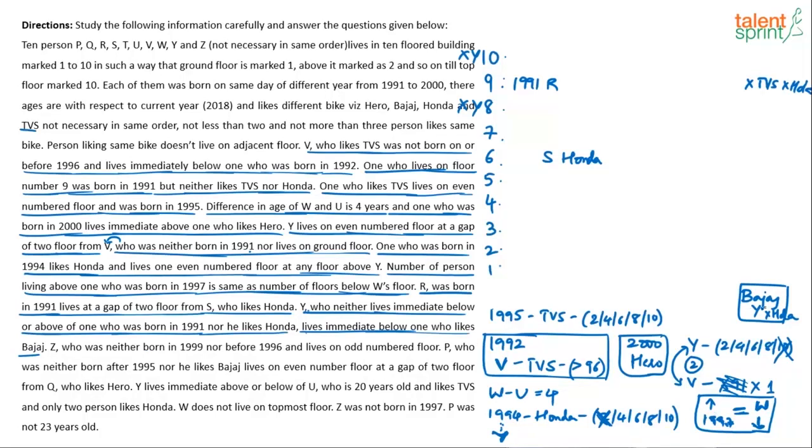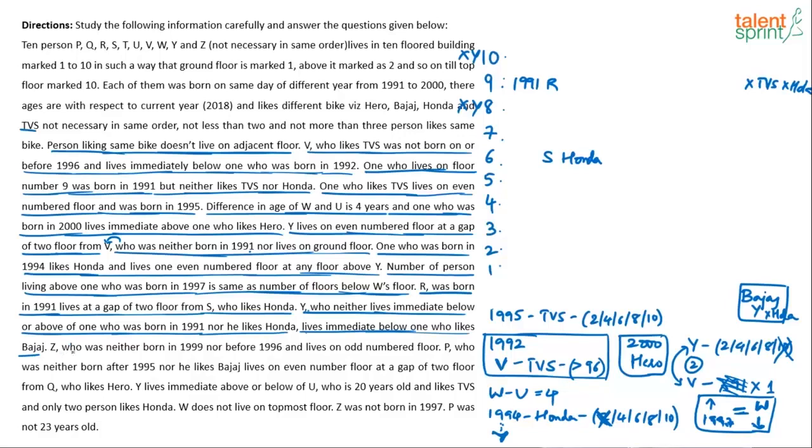I can also conclude that Y does not like Bajaj now. How do we know that? Because one of the earliest statements was that a person liking the same bike does not live on an adjacent floor. We know that Bajaj and Y are on adjacent floors. If Bajaj and Y are on adjacent floors, Y cannot be liking Bajaj. So Y would either like Hero or TVS. Y does not like Honda, and Y also will not like Bajaj. It will be Hero or TVS.